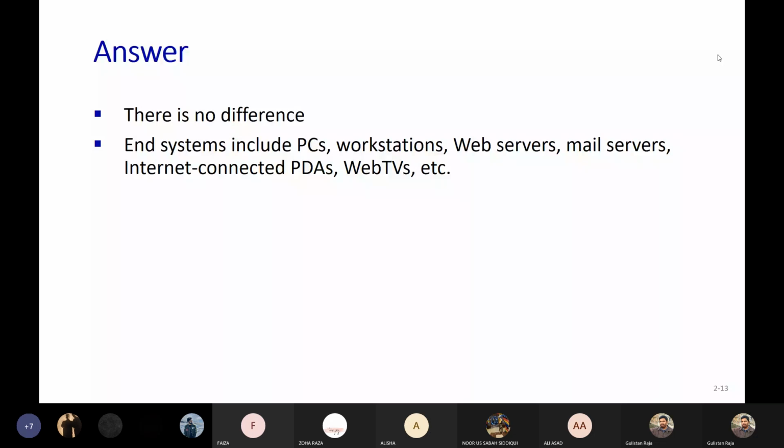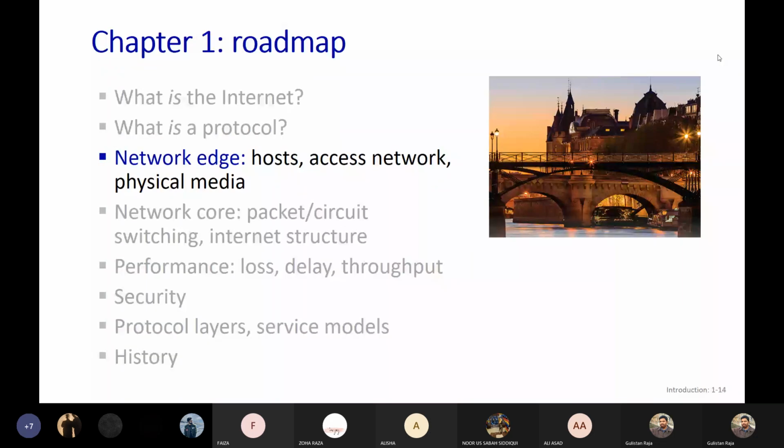So far we have studied what the internet is and what a protocol is. Now let's move to the next topic, which is the network edge. Now we'll talk about the network edge: the hosts, access networks, and physical media. We'll have a discussion related to it.